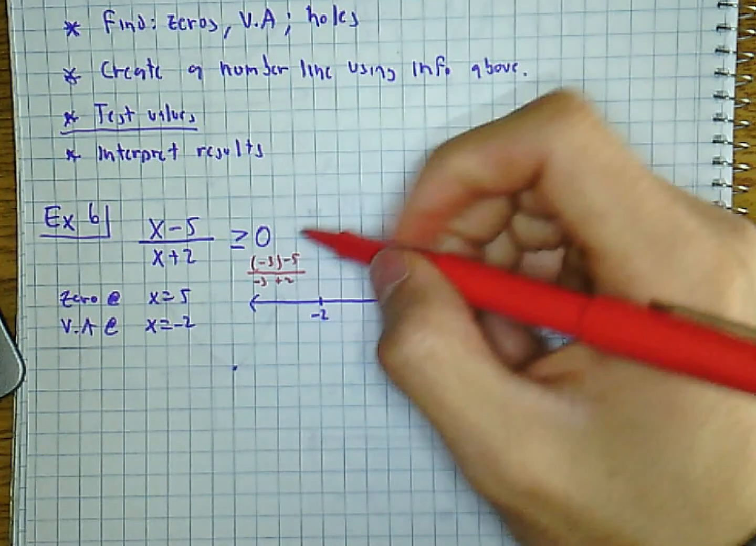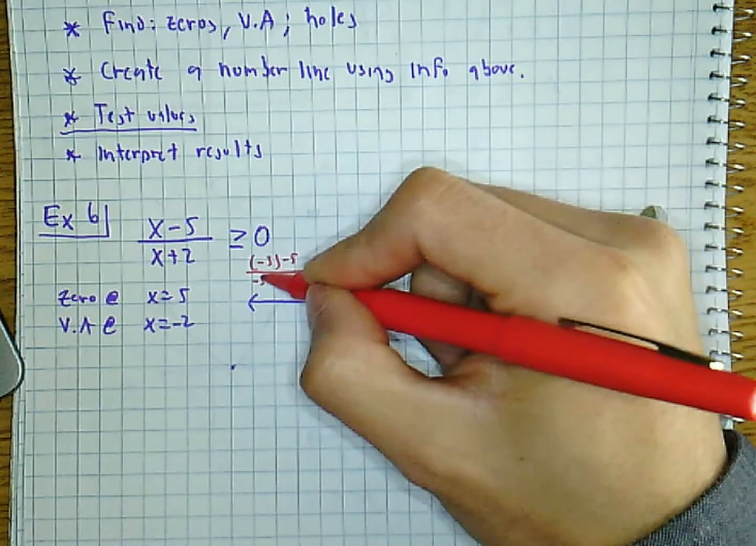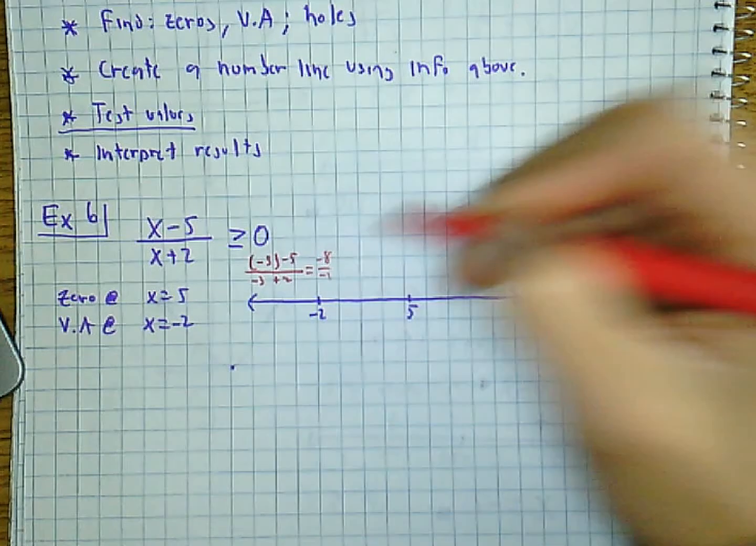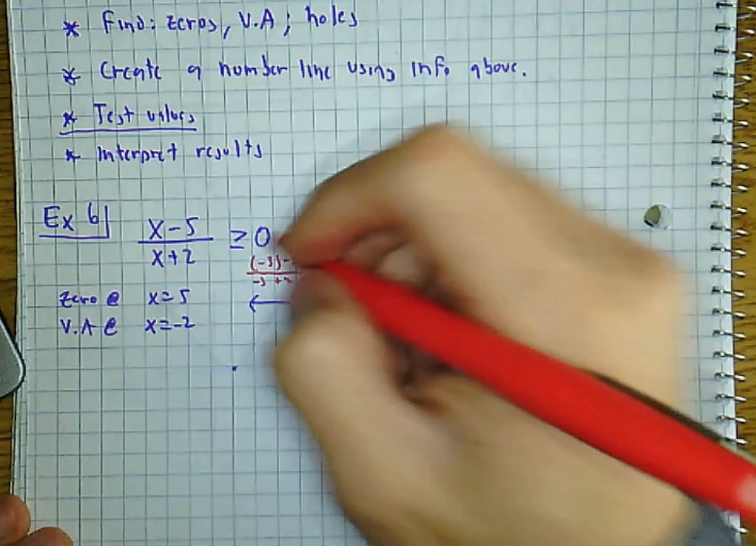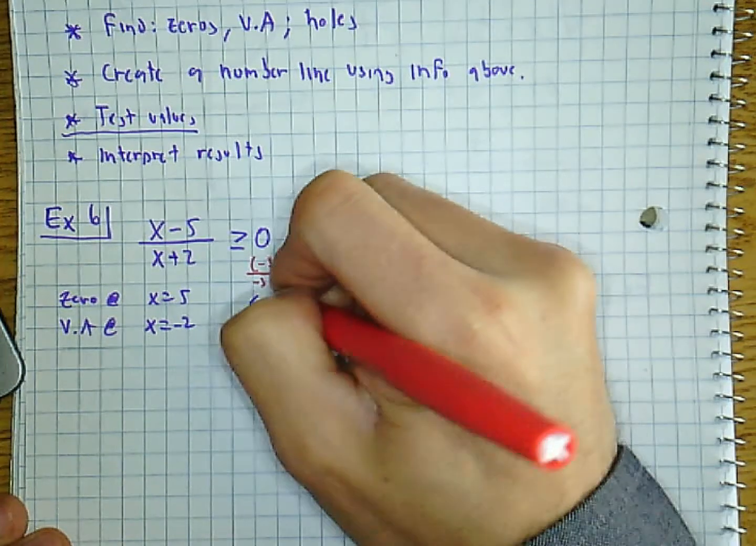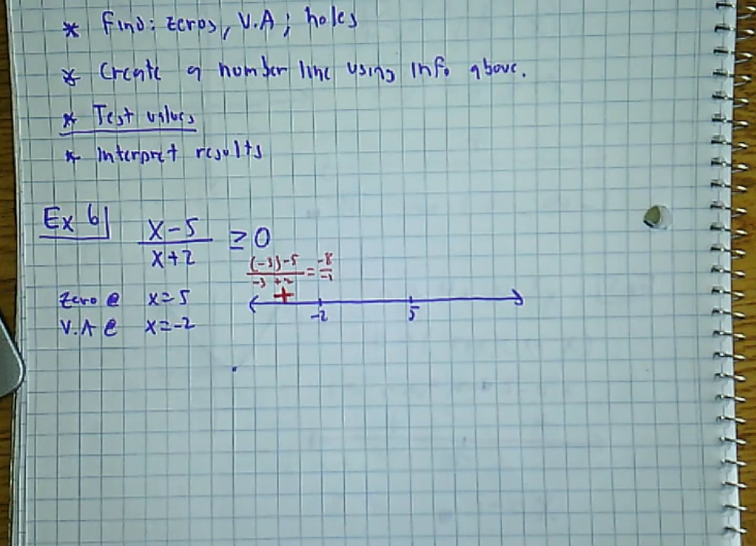-3 plus 2 gives me a -1. So -8 divided by -1 gives you a positive 8. So all I care about is that I get a positive number. Okay? All right, now I'm going to try the number 0 between -2 and 5.